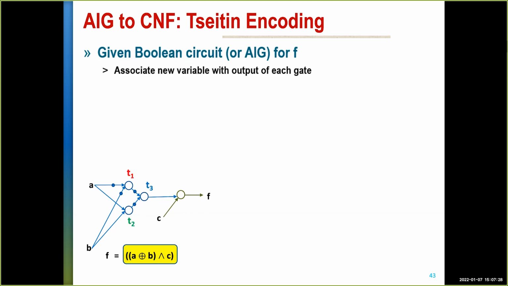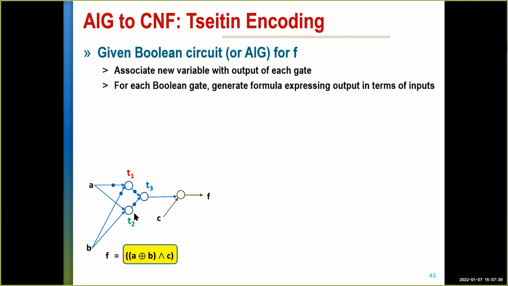The first thing that we're going to do is associate some new variables with the output of each gate. F is already associated with the output of this gate, so I don't need to use a new variable. For these, I associate some new variables. And then for each Boolean gate, in this case we have just AND gates, we will generate a formula that expresses its output in terms of its inputs. So for example, I will say T1 is negation A and negation B. T2 is A and B. T3 is negation T1 and negation T2. So I'm just expressing the output of each gate in terms of its immediate inputs.